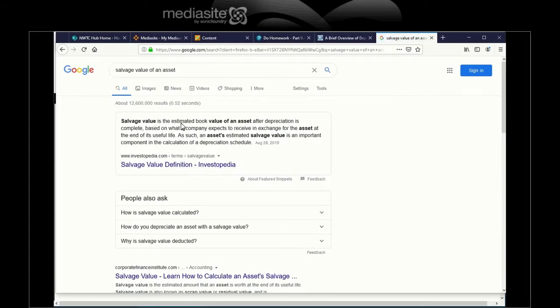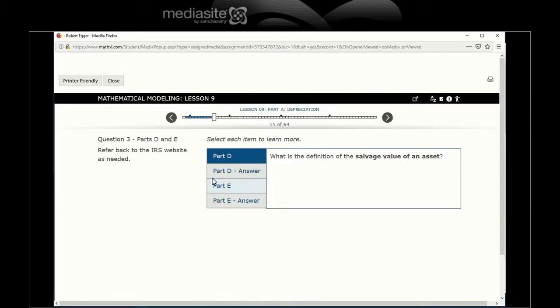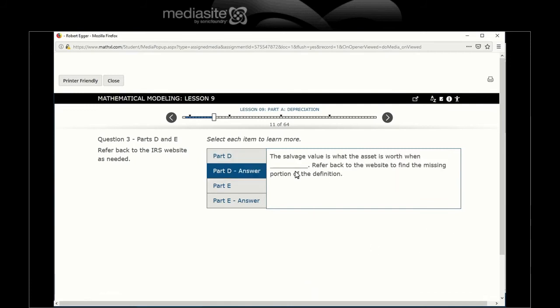Well, salvage value is the estimated book value of an asset after depreciation is complete, based on what a company expects to receive in exchange for the asset at the end of its useful life. So, the definition of salvage value of an asset: the salvage value is what the asset is worth when it's at the end of its useful life.